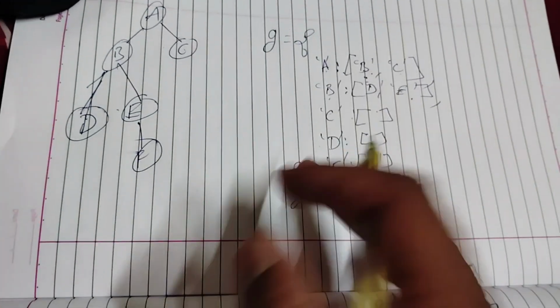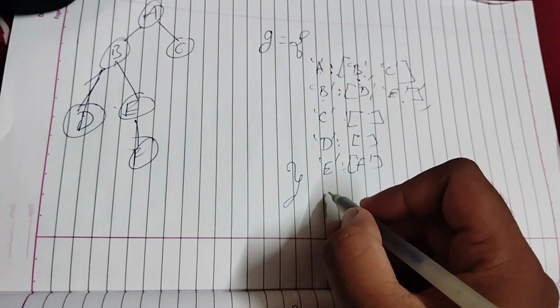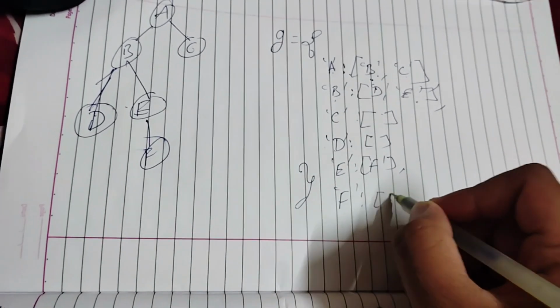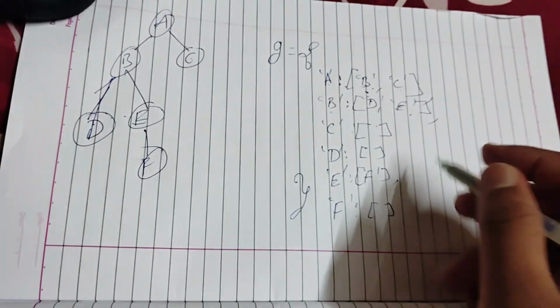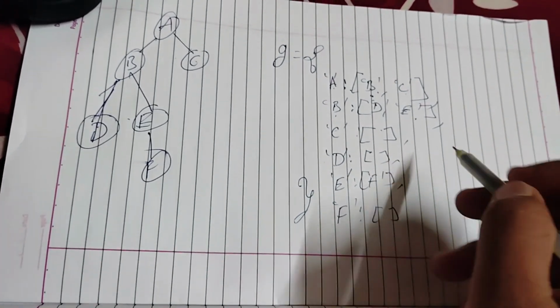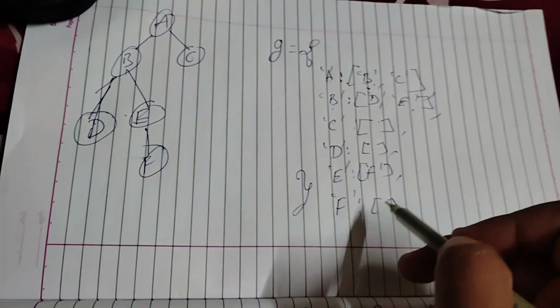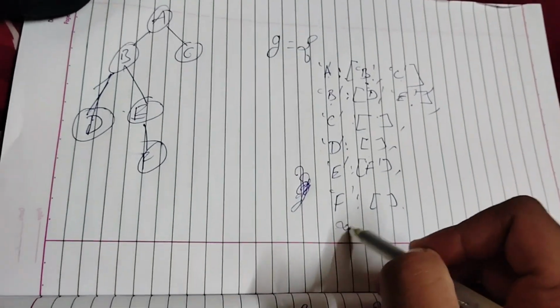What do you think? Have we completed? No, we still have F remaining. F is empty. We should check all the things and put commas. For the last one we don't put the comma, and the curly bracket will be closed here.